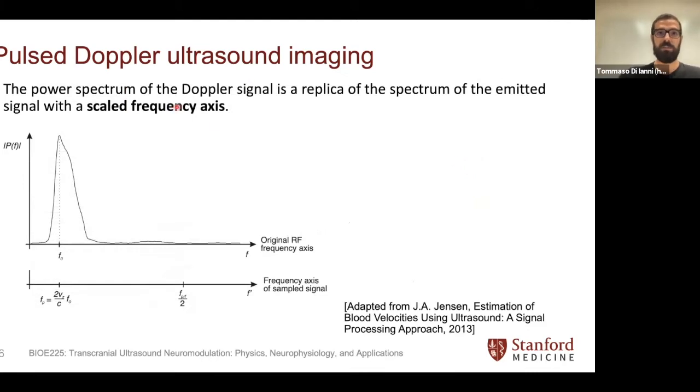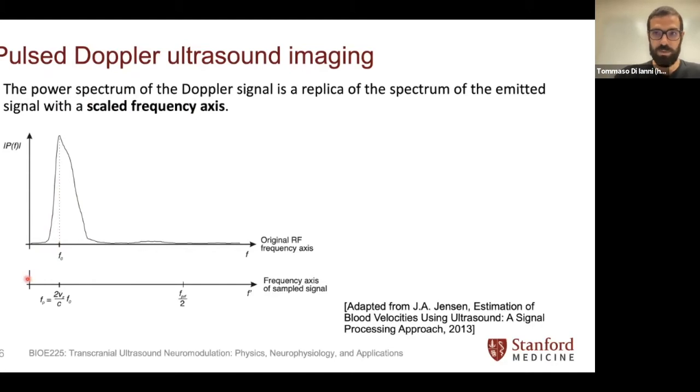So the power spectrum of the Doppler signal that we receive is a replica of the spectrum of the emitted signal with a scaled frequency axis. So on the top plot here, this is an example of a power spectrum of an emitted pulse with a peak frequency of F0.